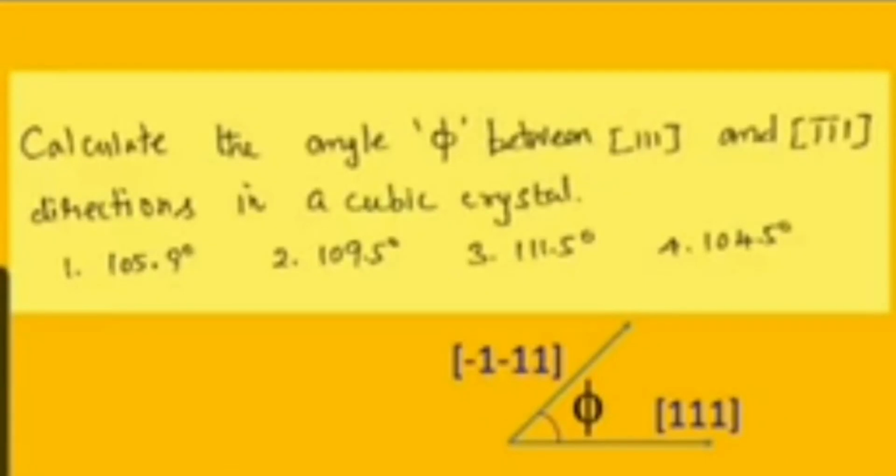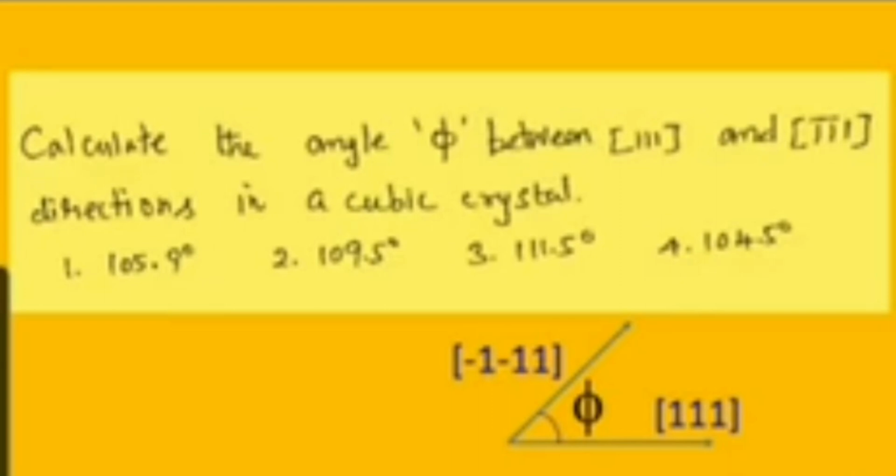The problem statement is: calculate the angle between the direction [111] and the [1̄1̄1] direction in a cubic crystal. Four choices are given here, and we have to find the correct answer for this problem statement.